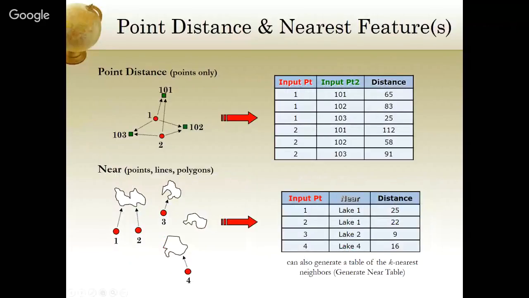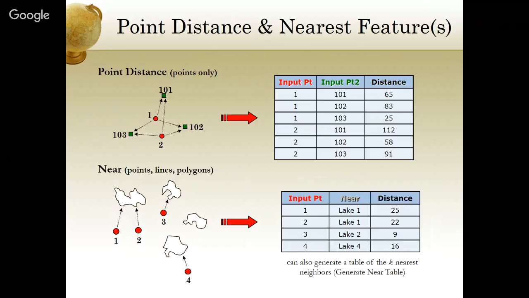So the next tools we'll take a look at are the point distance and nearest features tools. Point distance works just on points, and what it does is calculate the distances from each point in one data set to each point in another data set and then output that to a table. The near tool is similar, except it can work on points, lines, and polygons.